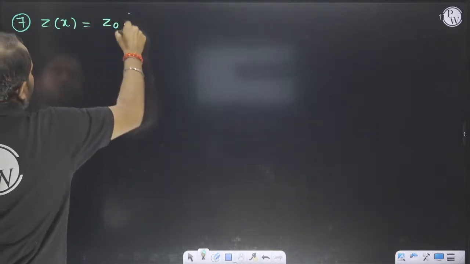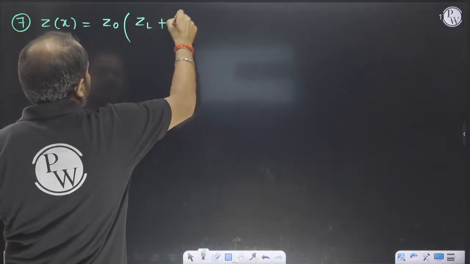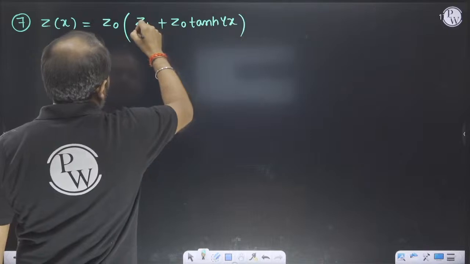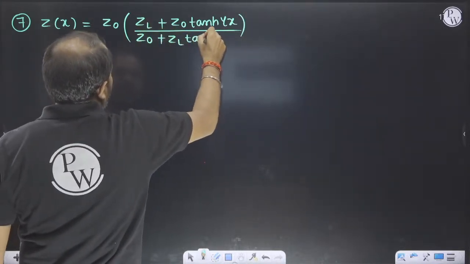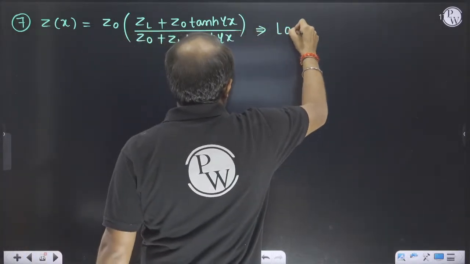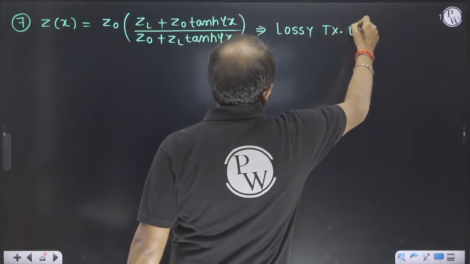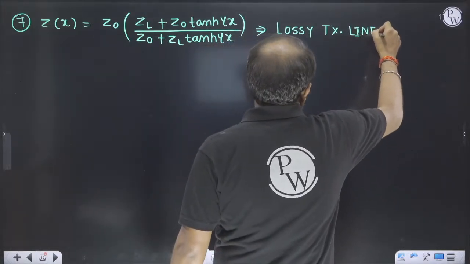The seventh point is Zx, the impedance at a distance x from the load. It will be Zx = Z0 (ZL + Z0 tanh(γx)) divided by (Z0 + ZL tanh(γx)). This is for a lossy transmission line. Okay, then what about a lossless transmission line?